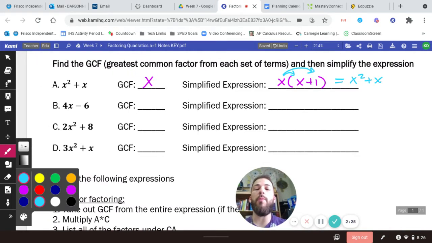So that's what we're doing when we take our GCF. We're taking out a common factor that can come out of both terms, and if I was to multiply both of those terms by that factor again, I should get my original expression or equation. So let's look at our next one, B.